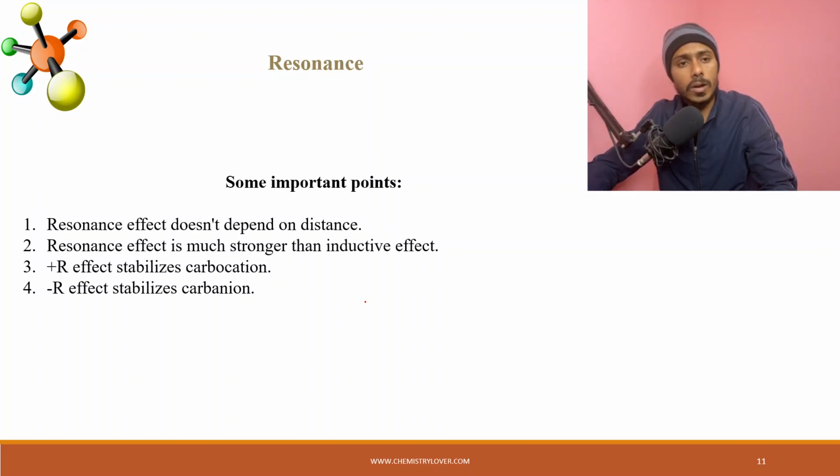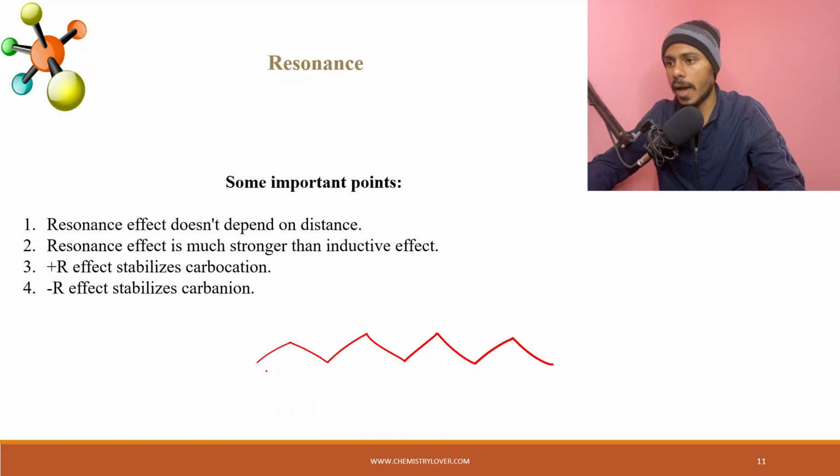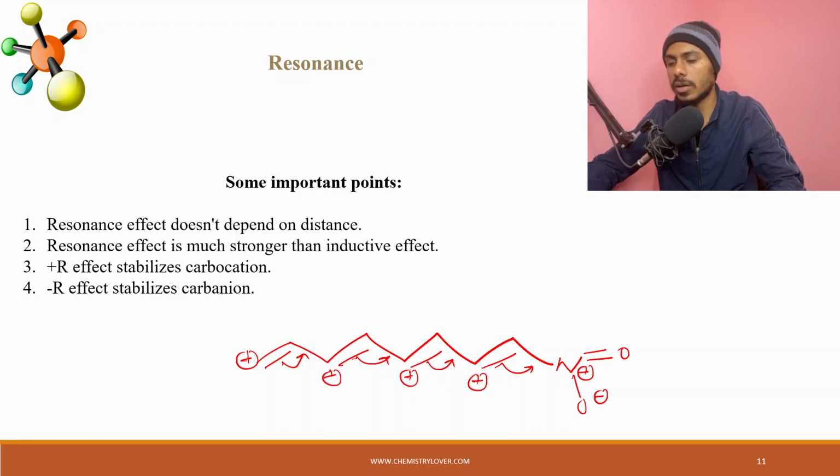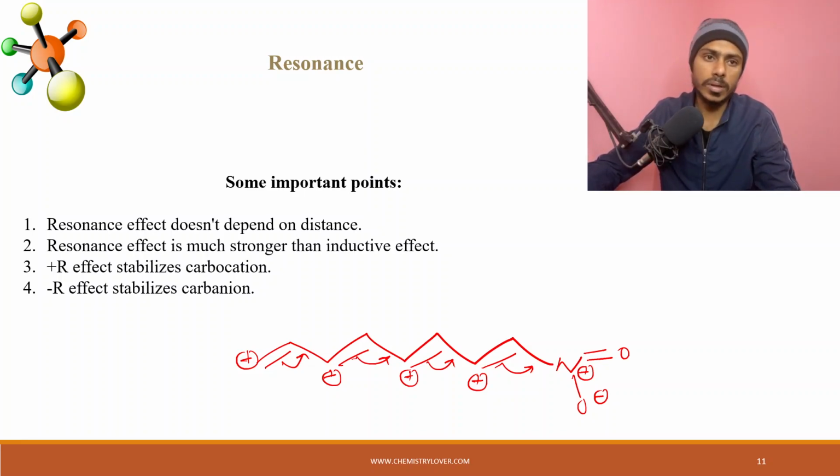So first of all, resonance is operating through pi bond and not through sigma bonds, and that's why it does not depend on the distance. So let's say you have a big pi system like this, and at the terminal you have, let's say, nitro group. Okay, so now when this nitro group will pull electron, it will pull same amount of electron from all the centers. So it will induce same positive charge over here, same over here, same over here, same over here. It is not like at the third carbon atom it will be less, and beyond 4 it is 0. It is not like that.